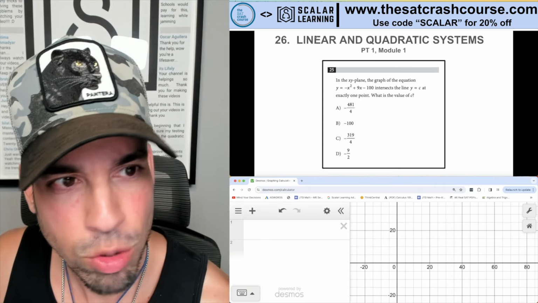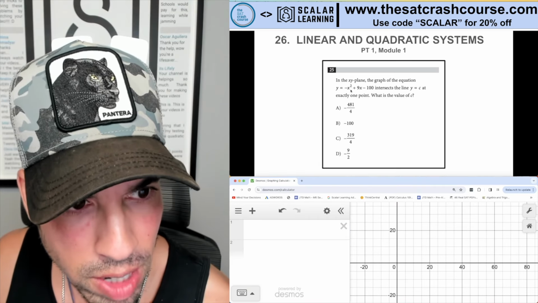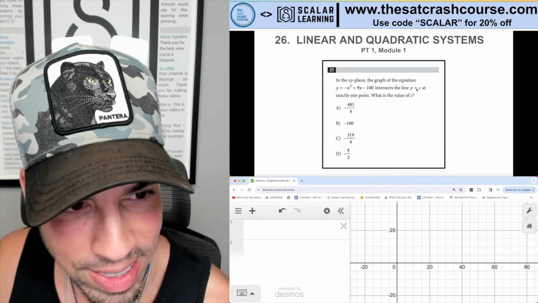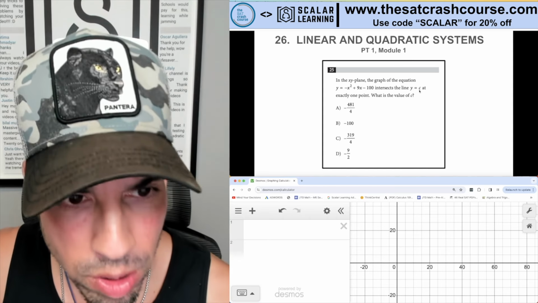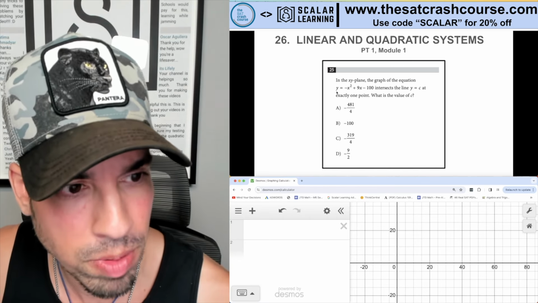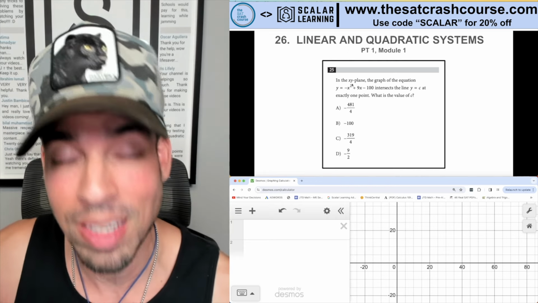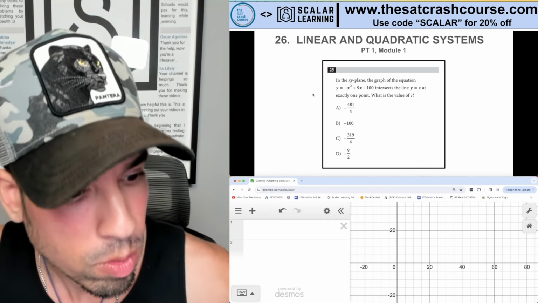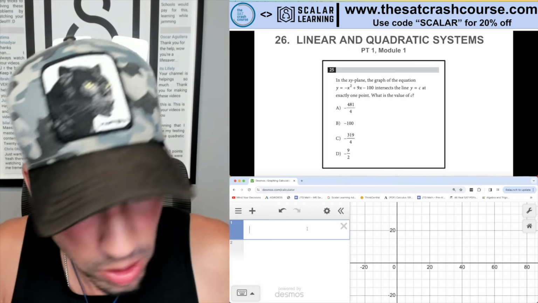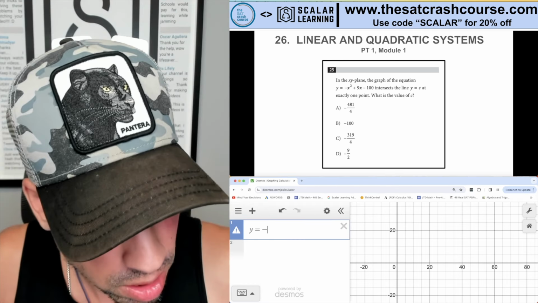Done. Now for this one, linear and quadratic systems, it says we've got this equation, which is a quadratic, intersecting this line at exactly 1 point. What is the value of c? So really what we're talking about is substituting and then using the discriminant and setting that value equal to 0, because that's when we get one solution. Or we can do something a little niftier if you forget that with this nice Desmos calculator here.